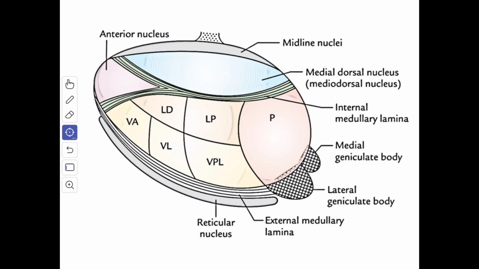These nuclei are termed the dorsal tier nuclei. The ventral part is subdivided craniocaudally into three nuclei: the ventral anterior, the ventral lateral or intermediate, and the ventral posterior. So these nuclei are termed the ventral tier of nuclei. The ventral posterior nucleus is further subdivided into the ventral posterolateral and the ventral posteromedial.